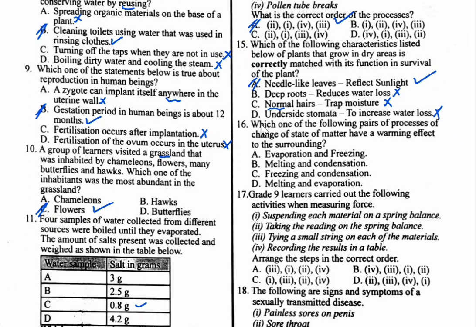Which one of the following pairs of processes of change of state of matter have a warming effect on the surrounding? This means that as the process is taking place, there is what we call a warming effect. A. Evaporation and freezing. B. Melting and condensation. C. Freezing and condensation. D. Melting and evaporation. Which one do you think is the correct answer?